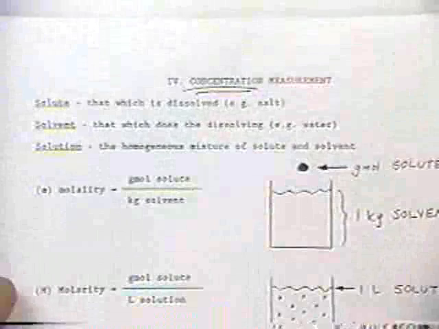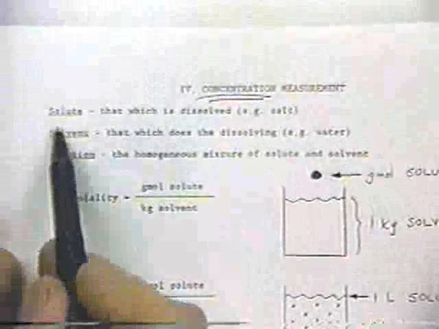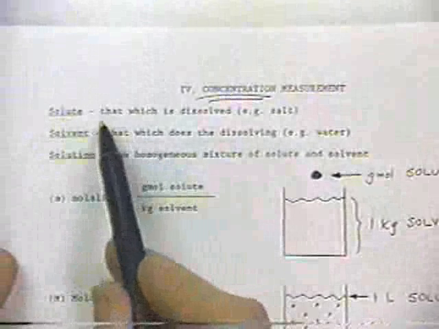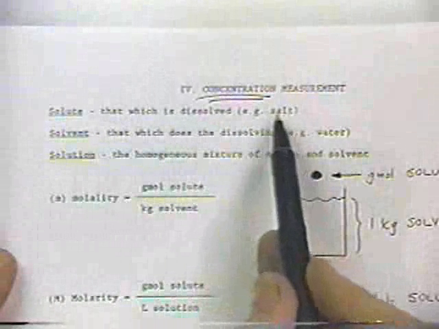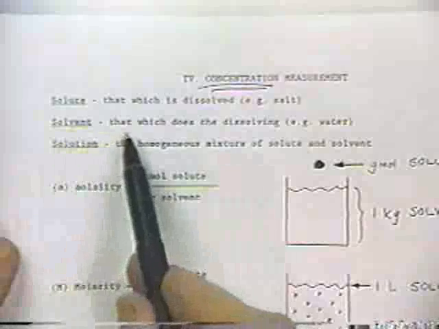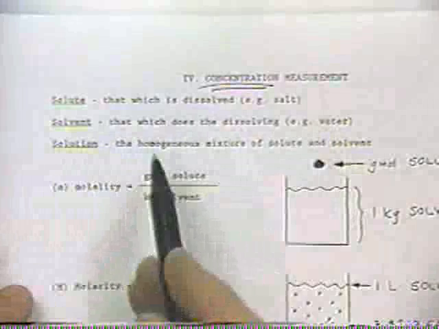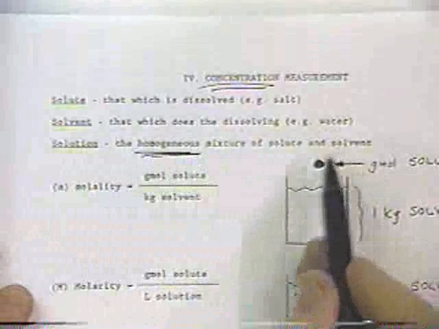Okay, we're done talking about gases. What I'd like to do now is talk about measuring concentration. And before we do that, we have to get a few definitions under our belt. The first is solute, and the definition is that which is being dissolved, for example, salt. Solvent is that which does the dissolving, for example, water. And solution is the homogeneous mixture of solute and solvent.